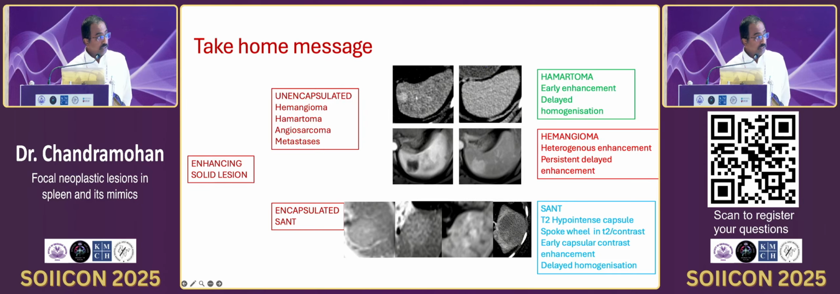Now if there is an enhancing lesion within the spleen, the enhancing lesions are basically only four things: hemangiomas, hamartomas, angiosarcomas and metastasis. Now SANT. If it is an encapsulated lesion, it is SANT. If it is unencapsulated, it can be hemangioma or hamartoma. And hamartoma will be seen only in the arterial phase. Hemangioma will show delayed persistent enhancement, and SANT will have a T2 hypointense capsule and a spoke-wheel appearance.